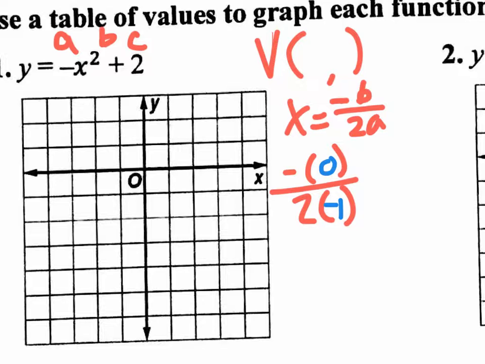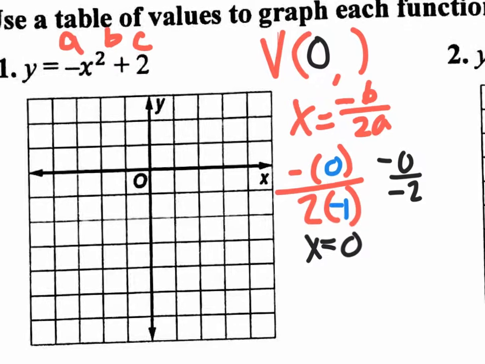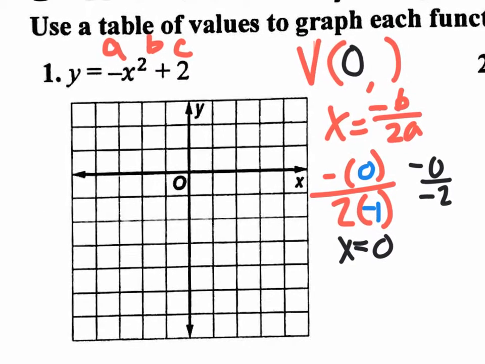And as you can see, 0, or negative 0 if you want to call it, divided by negative 2 is still going to be 0. So we found out that x equals 0. And what am I talking about? I'm talking about the vertex x value is 0. Now, how do I find my y value if I already know my x value? You plug it in. And I'll be honest with you, you could do this in your head, because plugging in 0 is the easiest, right?